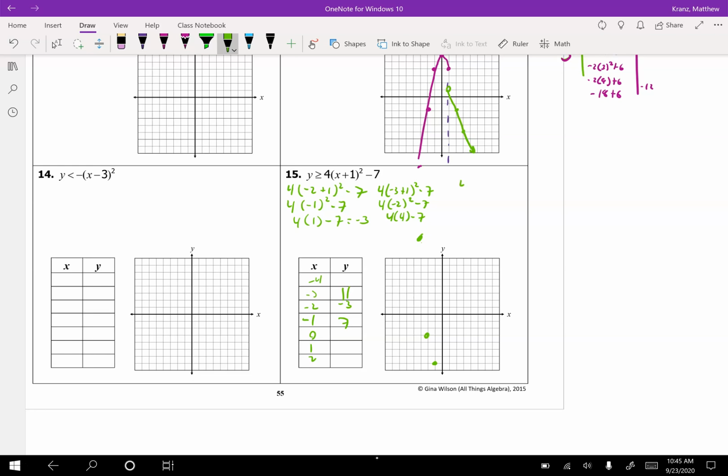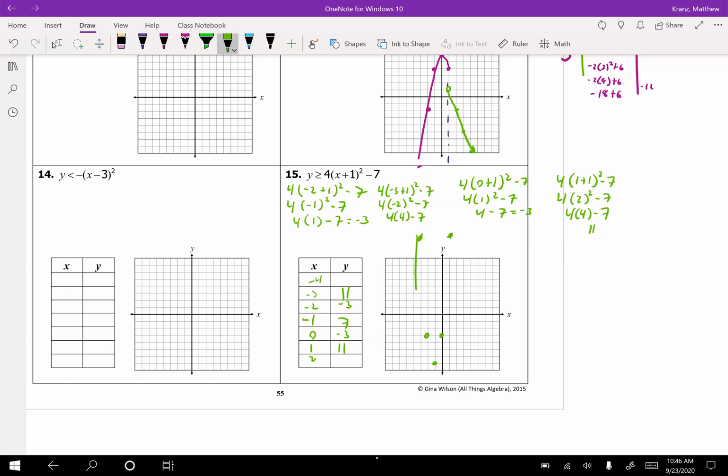0. 4 times 0 plus 1 squared. 4 times 1 squared, of course, minus 7. So 4 minus 7 is a -3. So that's my 0, -3, right there. When I put a 1 in, I'm also going to get 11. We can try it again. 4 times 1 plus 1 squared minus 7. 4 times 2 squared minus 7. 4 times 4, which is 16, minus 7 is 11. So 1, 11 is also going to be all the way up there.